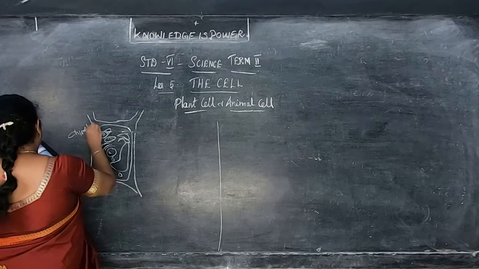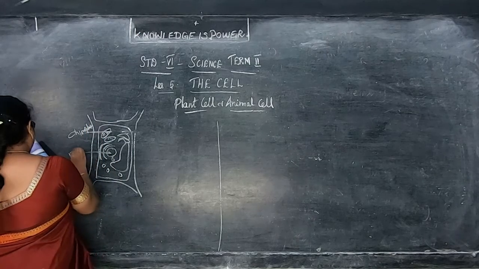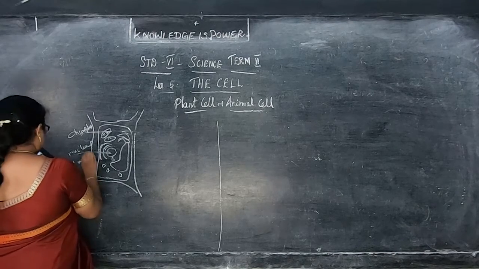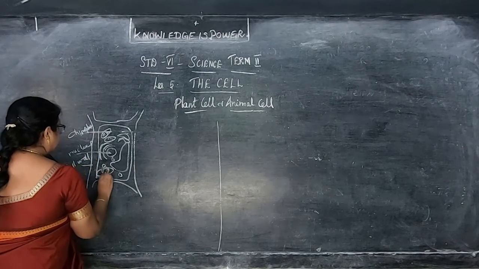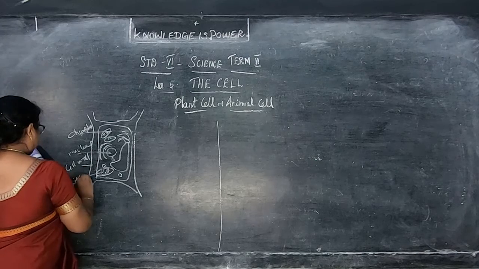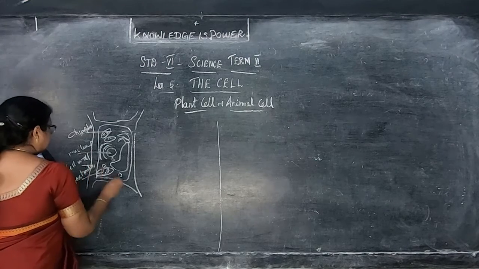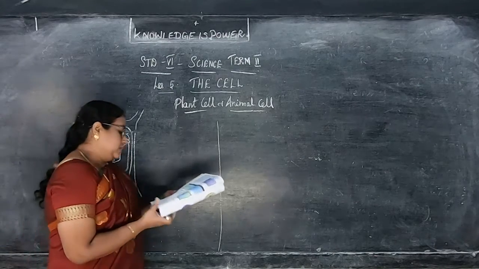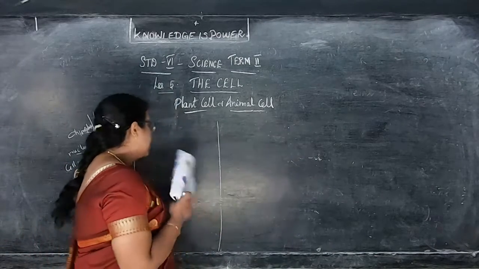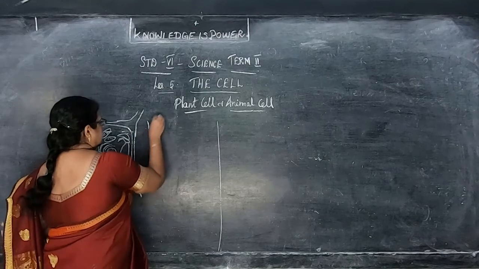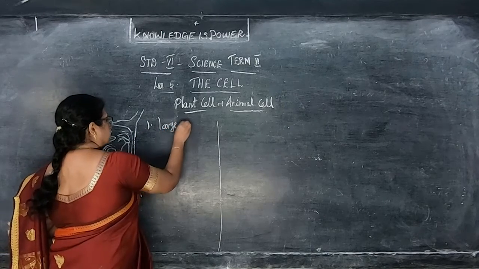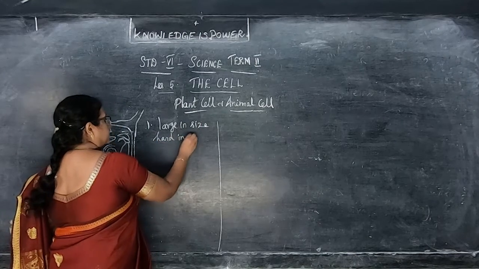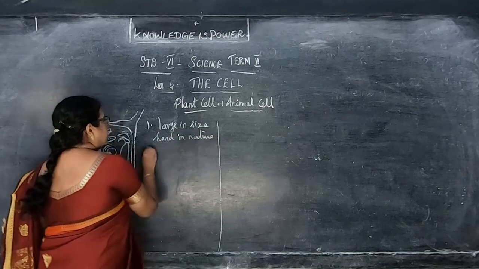That is chloroplast, nucleus, cell wall, mitochondria. This is vacuoles. This is a plant cell. Now it is usually larger in size and it is hard in nature. So it's large in size as well as hard in nature. Okay, children, it is large in size and hard in nature.